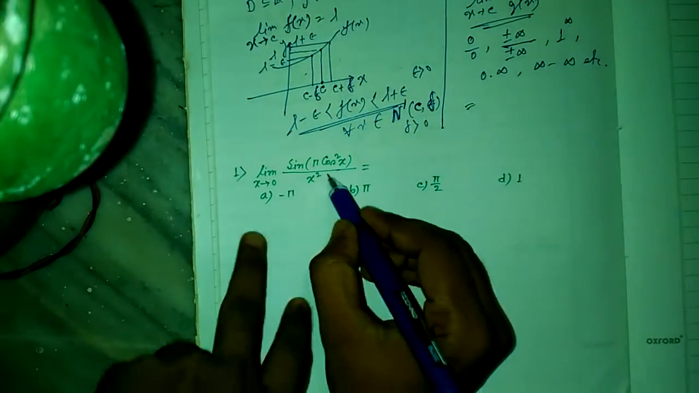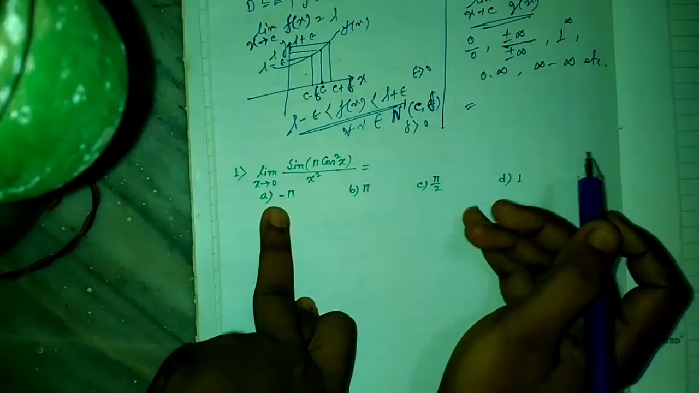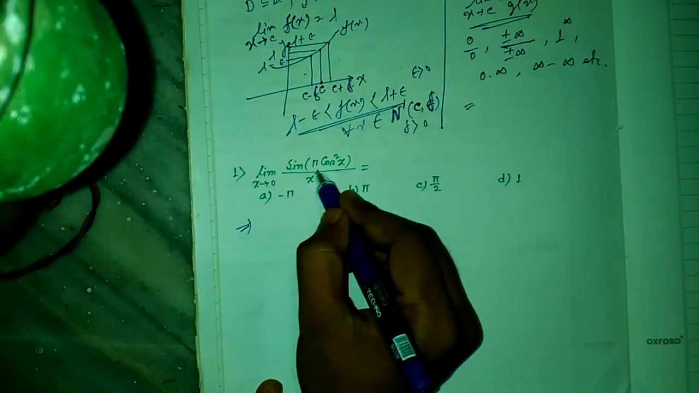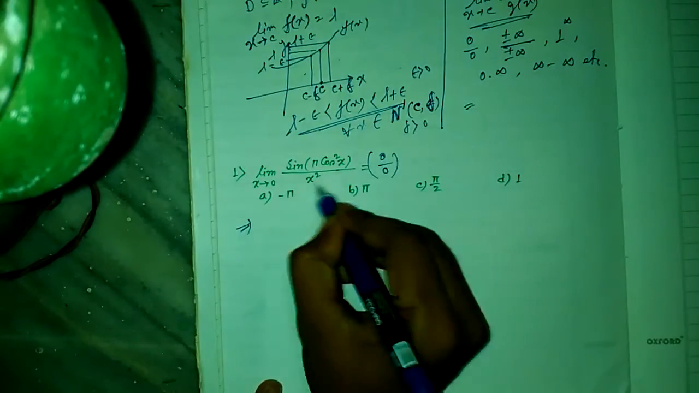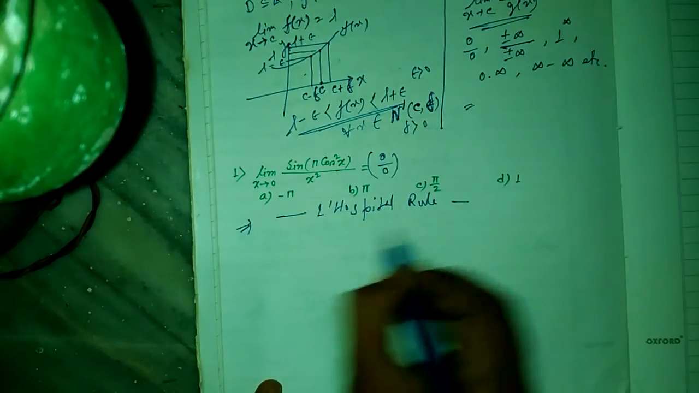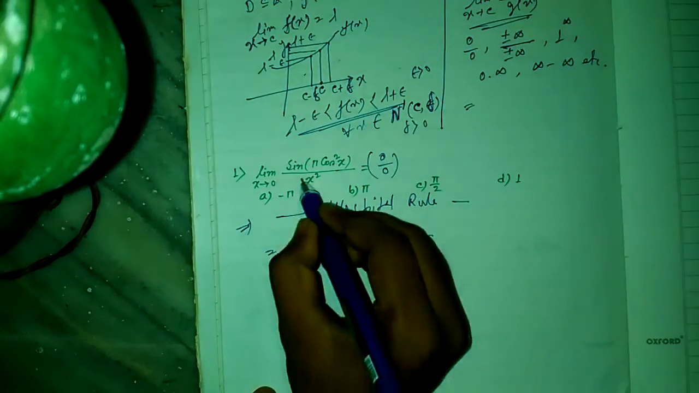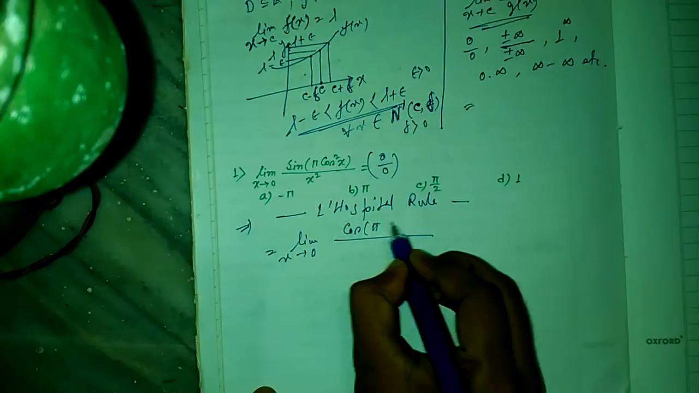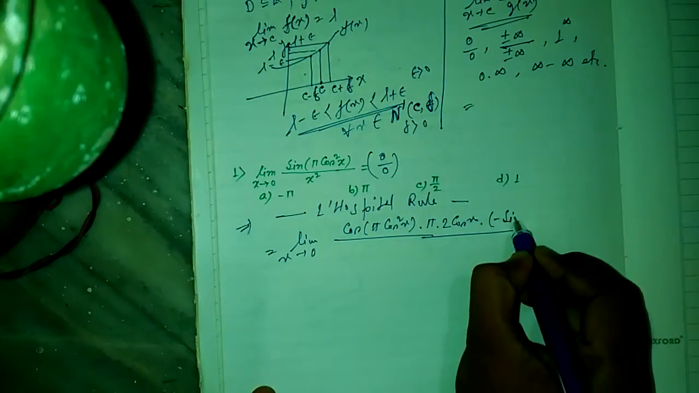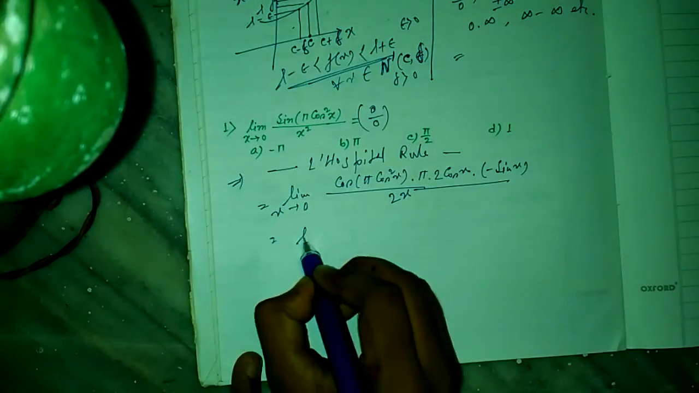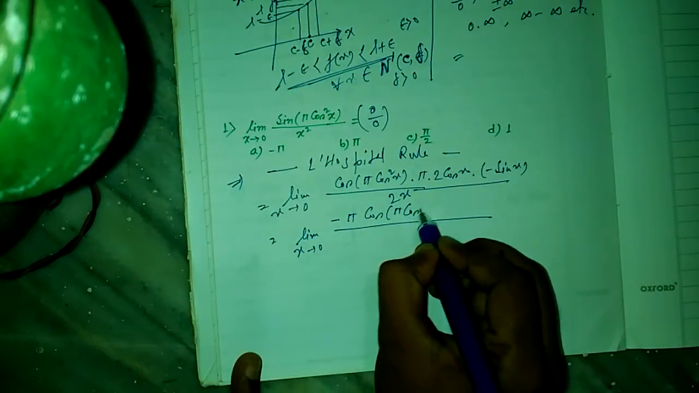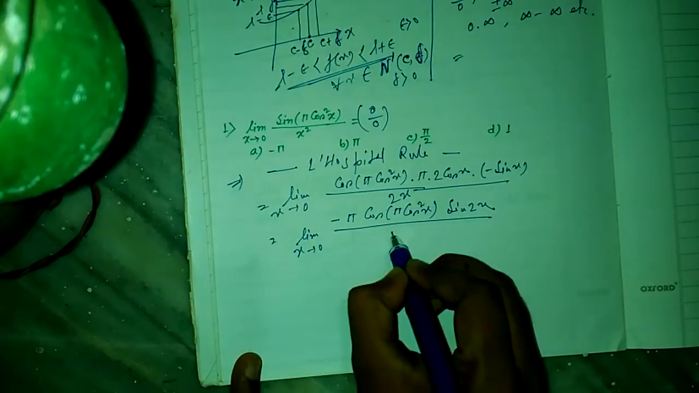Here limit as x tends to 0 of sin(pi cos square x) by x square. The value will be either minus pi, or pi, or pi by 2, or 1. So when we put x equal to 0, cos 0 means 1, sin pi means 0. Again the denominator is also 0. So here the form is 0 by 0, so we apply L'Hospital rule. What is the rule? We differentiate the numerator and denominator with respect to x. So this derivative will be cos(pi cos square x) and pi into 2 cos x, and the derivative of cos x is minus sin x, and the denominator is 2x. If we write this in simplest form, we get minus pi cos(pi cos square x) into sin 2x by 2x.